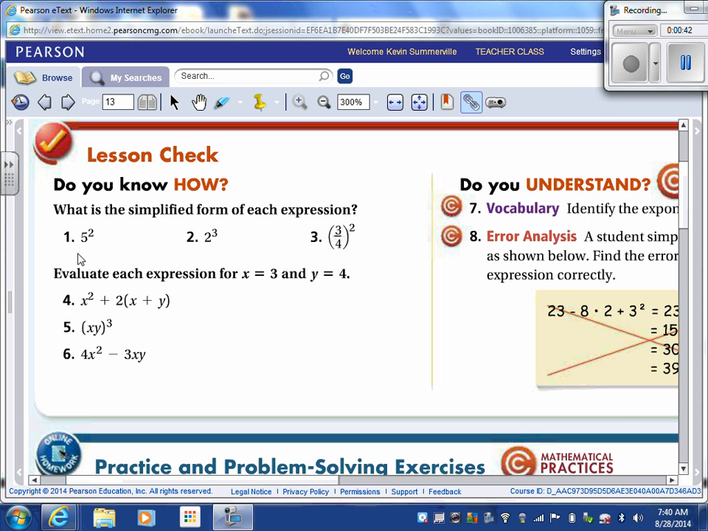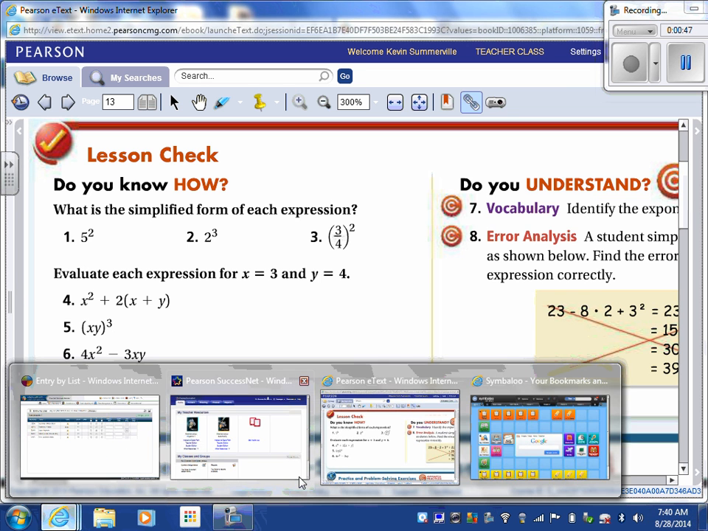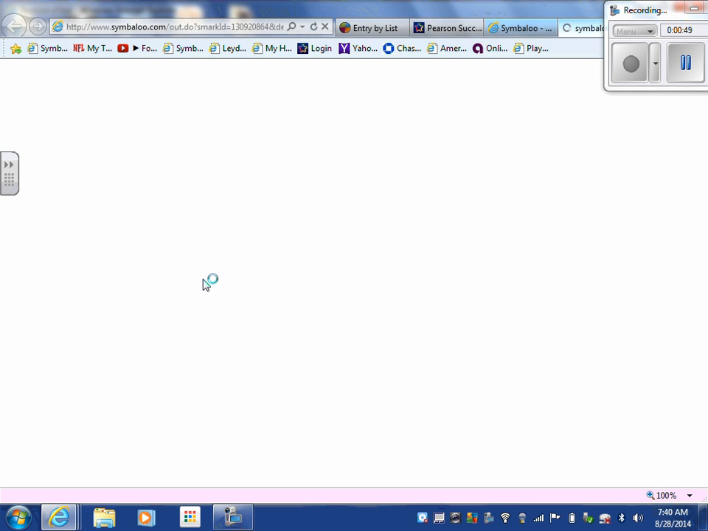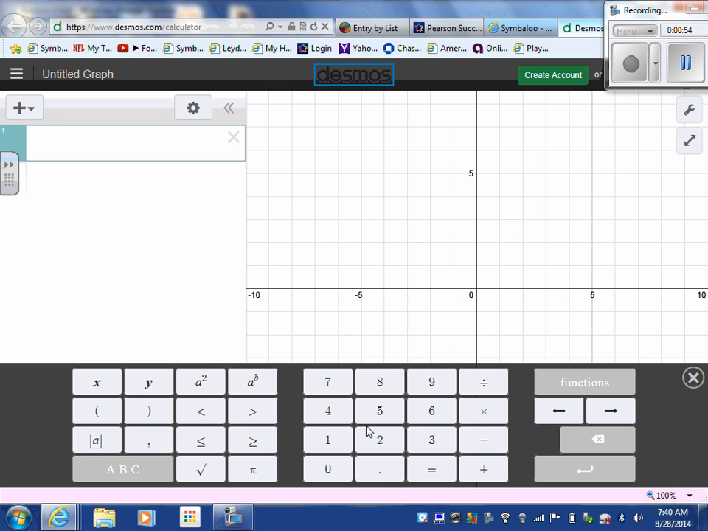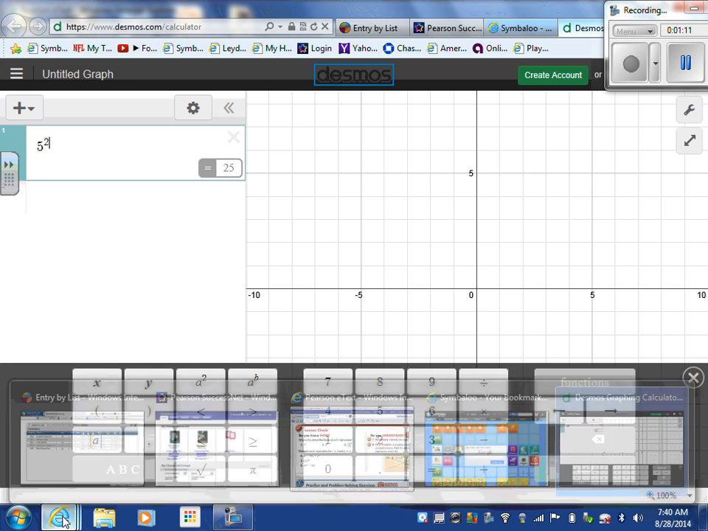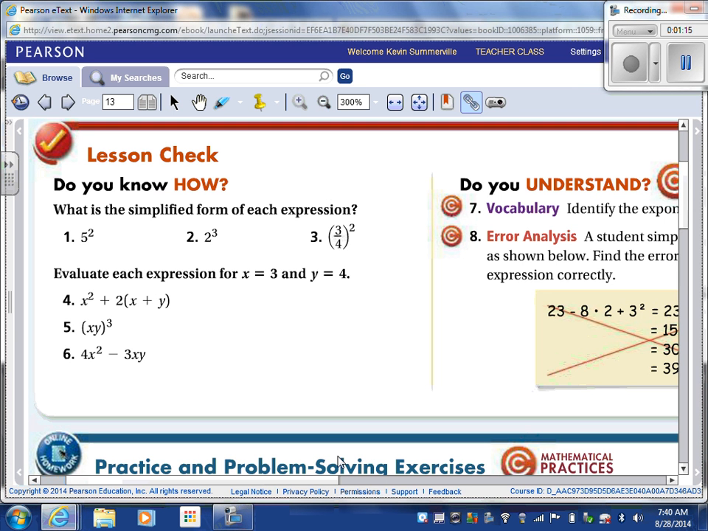Okay? How do I do this on my calculator? Let me switch back to Symbaloo, and I'm going to click back here into the calculator. I'm going to plug in 5, and then I'm going to hit this AB button, squared, and put the number that I need. And my answer is right here, 25. Okay, so for number one, going back to the book, this would be 25.